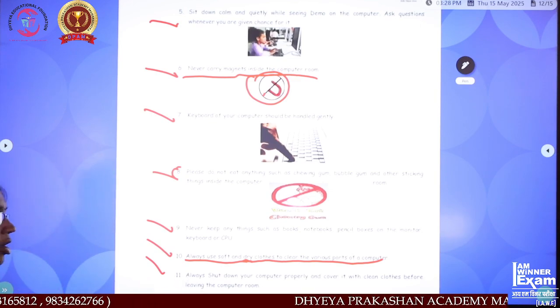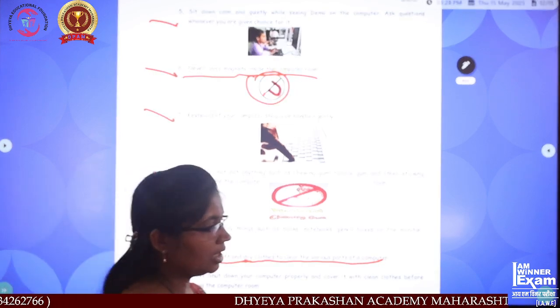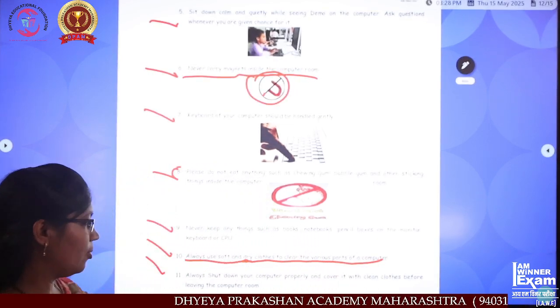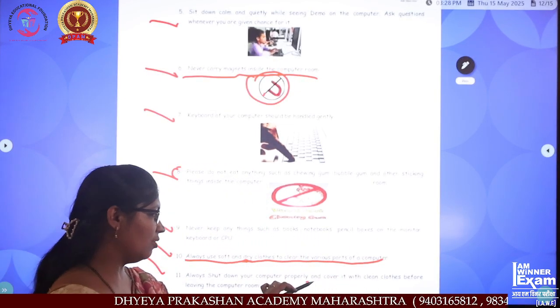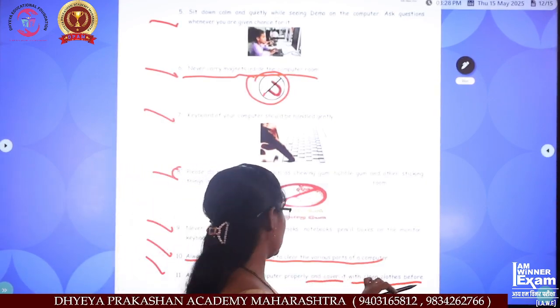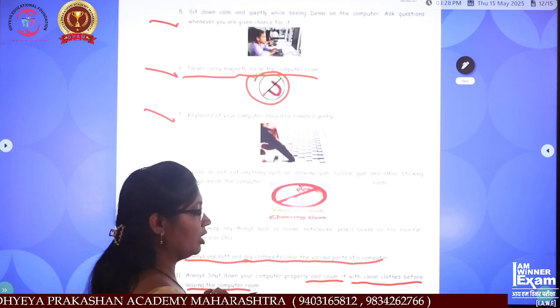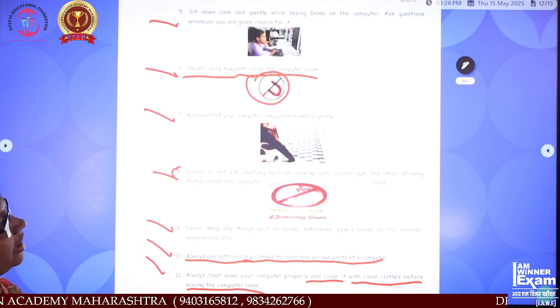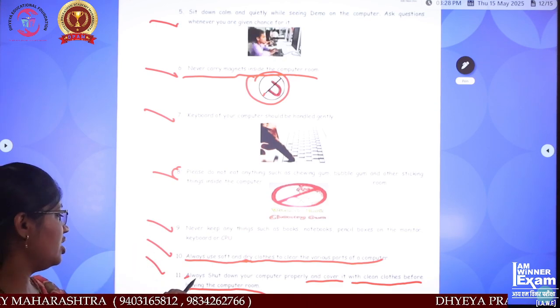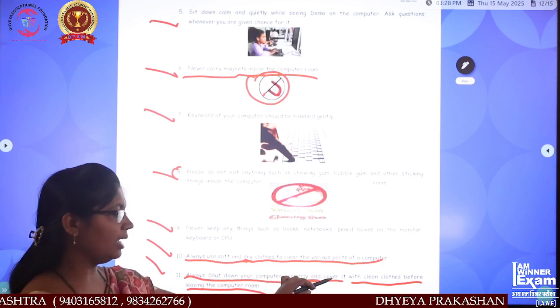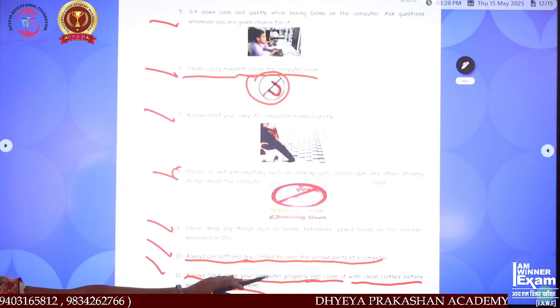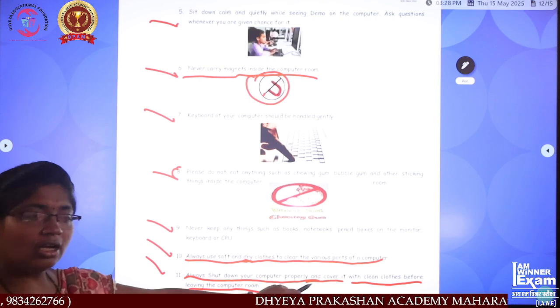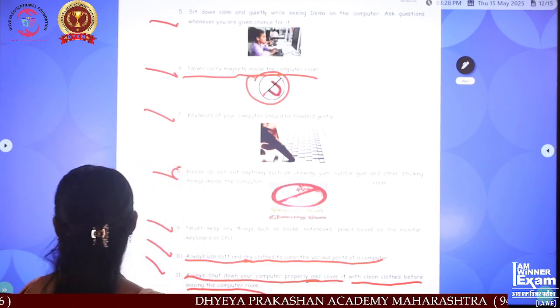Always shut down your computer properly. प्रत्येक वेळेस शटडाऊन हे प्रॉपरली करायचं आहे, and cover it with clean clothes before leaving the computer room. ज्यावेळेस आपल्याला कम्प्युटर रूम सोडायची आहे त्यावेळेस तुम्ही always shut down your computer properly and cover it with clean clothes before leaving the computer room.